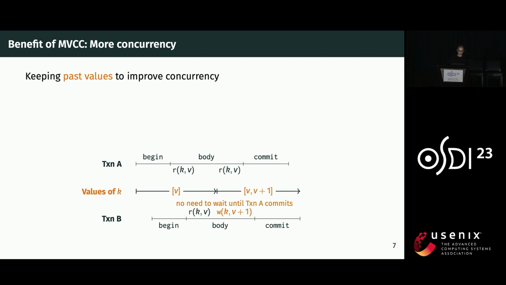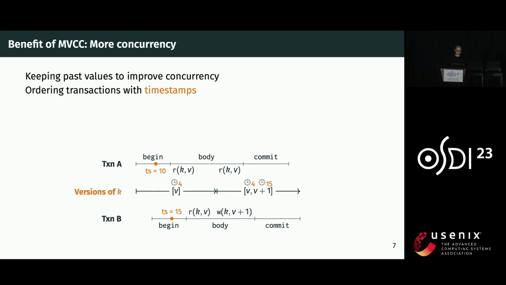To remove the stalling issue caused by locks, vMVCC keeps past values to improve concurrency. By keeping past values, the write shown in the example does not need to wait anymore, as what it does is simply appending a new value v+1 to the list of values of k. And most importantly, the old value v is still there.